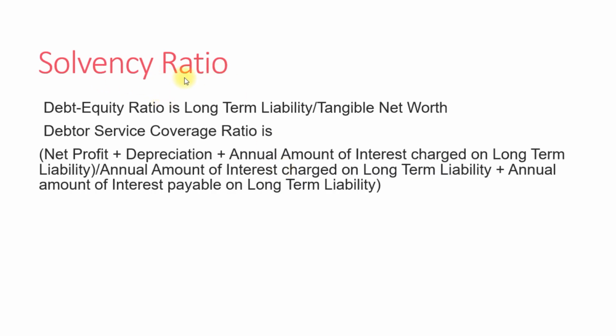Next is solvency ratio. The long-term solvency of a firm can be revealed by this ratio. Important ratios in this class are debt equity ratio and debt service coverage ratio. Debt equity ratio is long-term liability by tangible net worth. This ratio shows the dependence of a unit on long-term finance. A debt equity ratio of 2:1 is desirable by most banks.